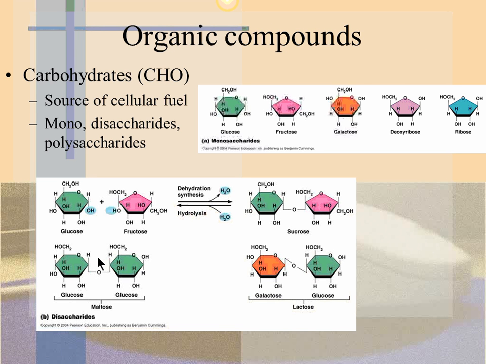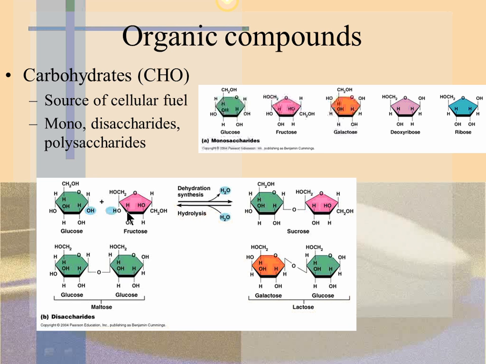Let's look at organic compounds. So we have carbohydrates. These are the best sources of cellular fuel. Glucose, whenever your body wants quick cellular fuel, glucose is the first thing it looks for. And carbohydrates are in 3 categories. The simplest are called monosaccharides. The second is called disaccharides, and the complex carbohydrates are called polysaccharides. And this picture here shows you the monosaccharides: glucose, fructose, galactose, deoxyribose, ribose. They all contain carbon, hydrogen, and oxygen.